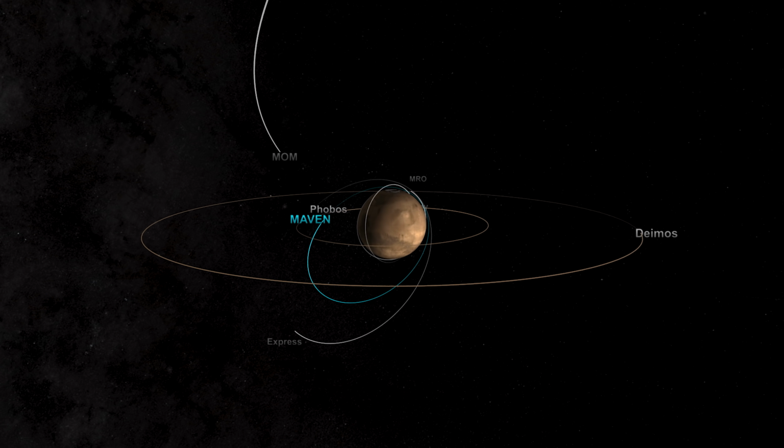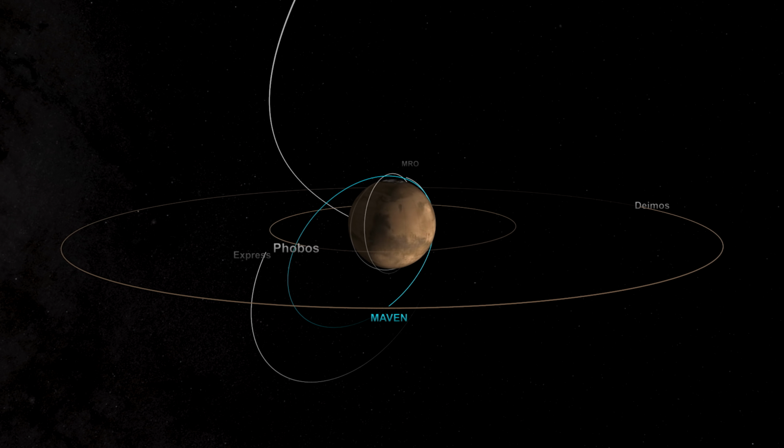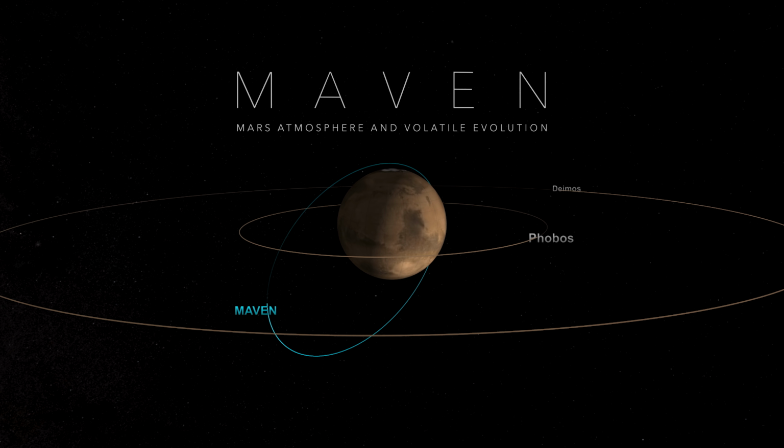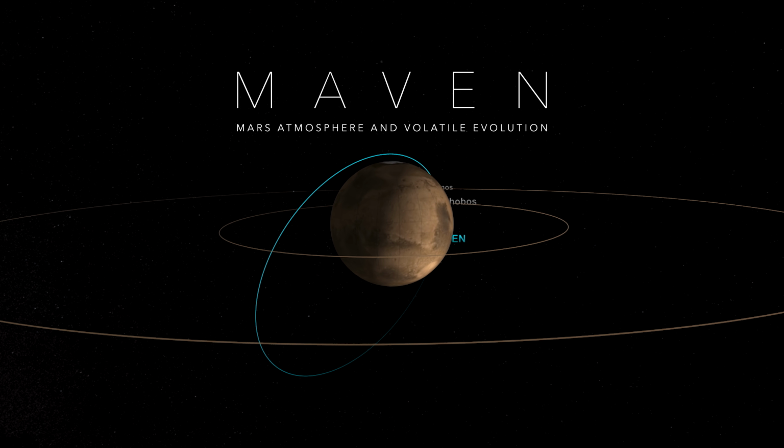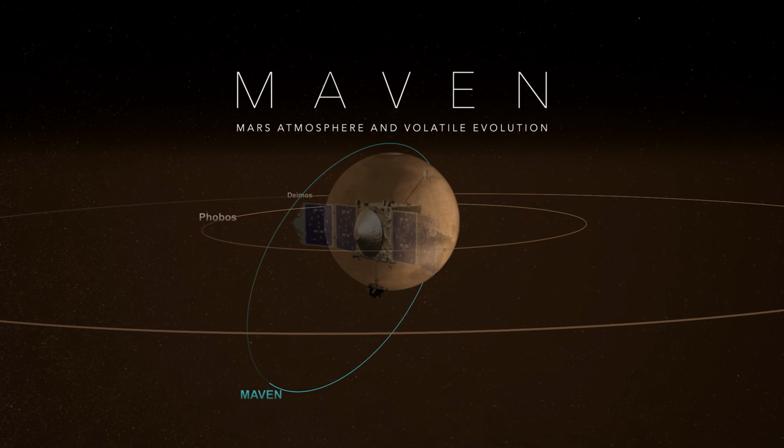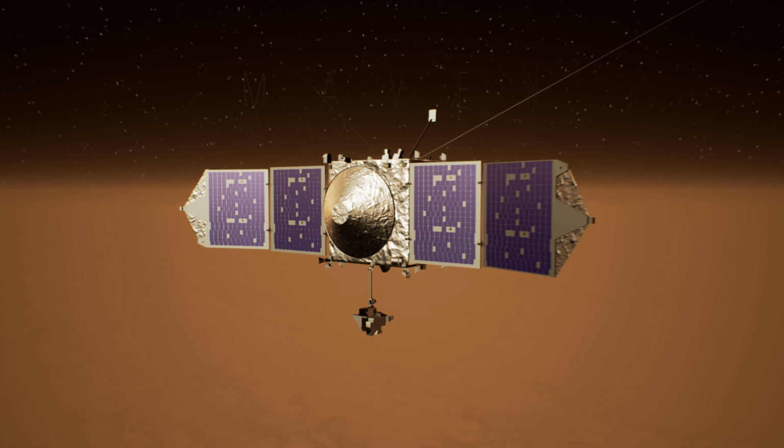Maven is a spacecraft that's orbiting Mars. It's been there since 2014. Maven, in this case, is an acronym. It stands for Mars, Atmosphere, and Volatile Evolution. And this gives a clue as to what Maven's real goal is.